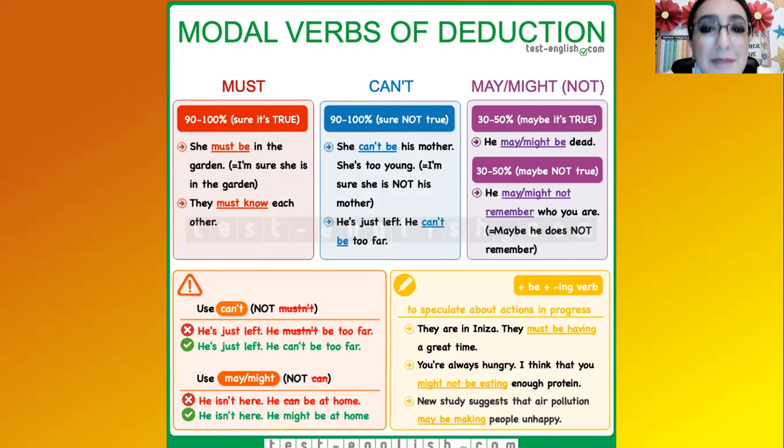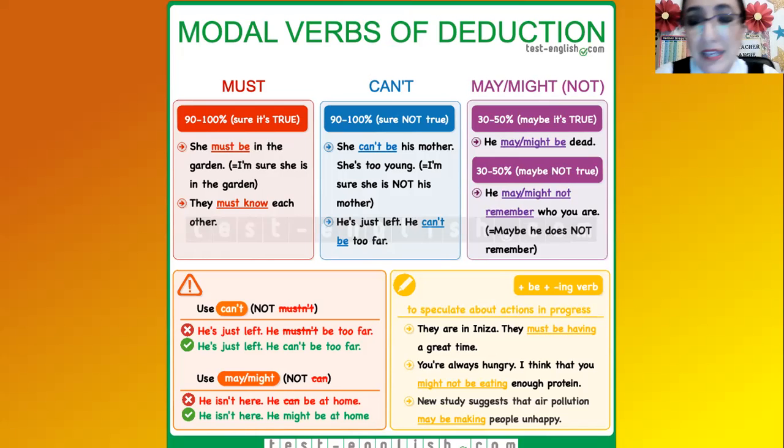She can't be his mother, she's too young. No puede ser, su mamá es demasiado joven. I'm sure she's not his mother. Okay, he's just left. He can't be too far. Se acaba de ir, no puede ir muy lejos. I'm super sure that something that is happening is not true.